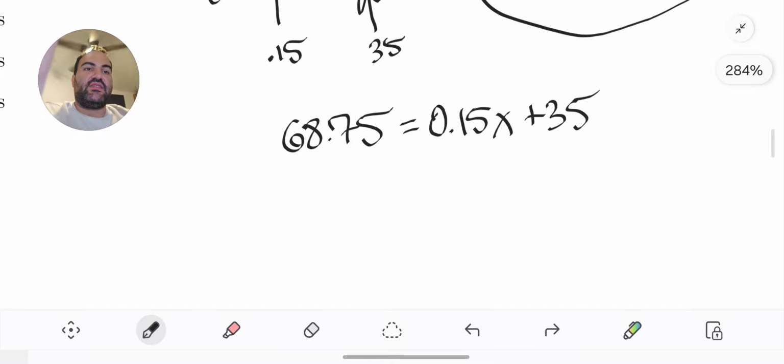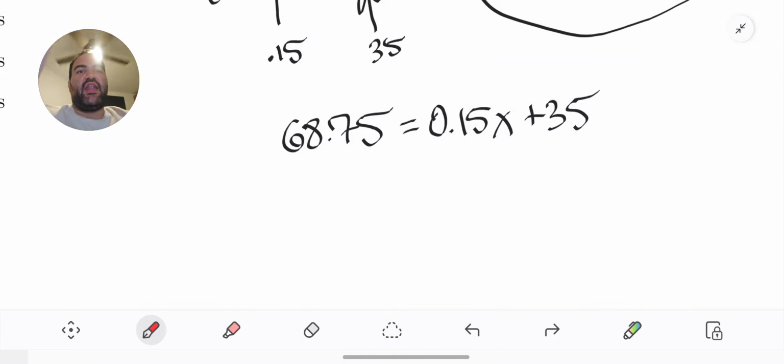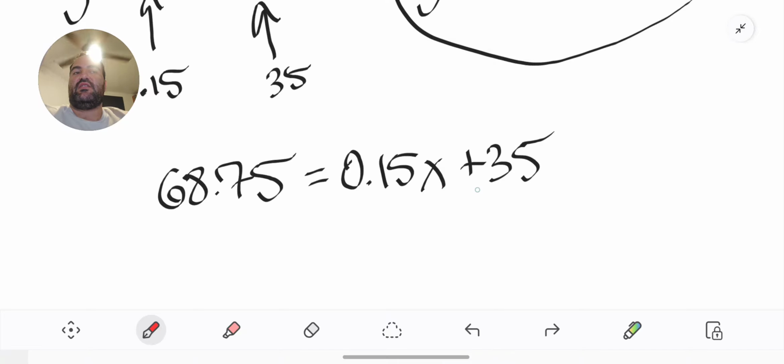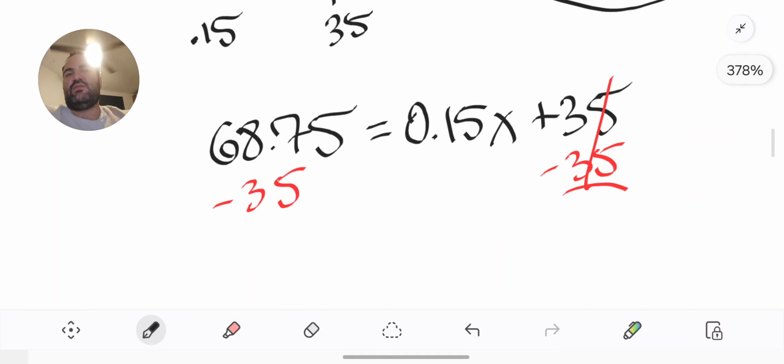Now to solve this, some algebra. Whatever you do to one side, you got to do to the other. I need to get that x by itself. If you ever see this setup, you want to move the term that doesn't have the x. So I'm going to minus the 35 first. If you think you divide first, you're doing it wrong. Dividing is always kind of last. There are some circumstances, but for the most part.